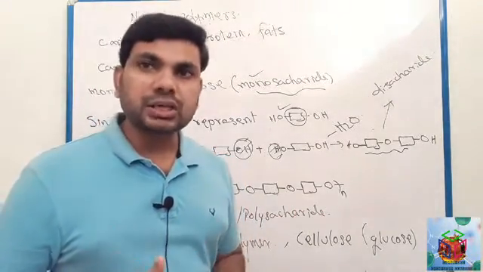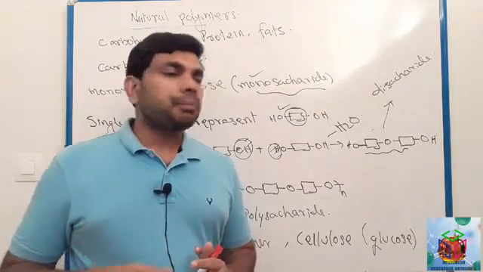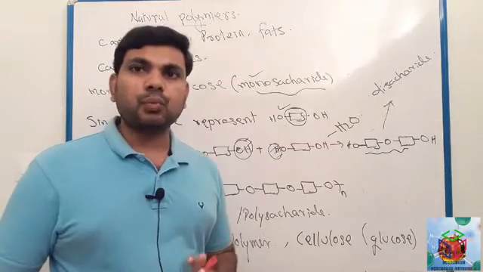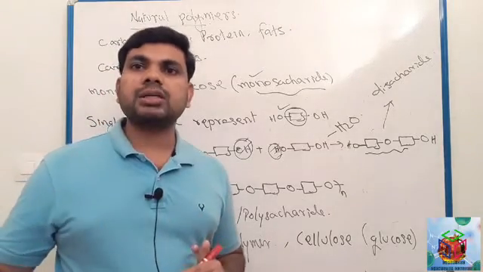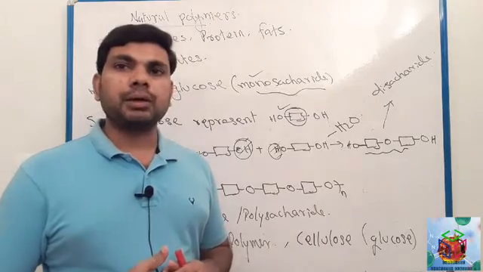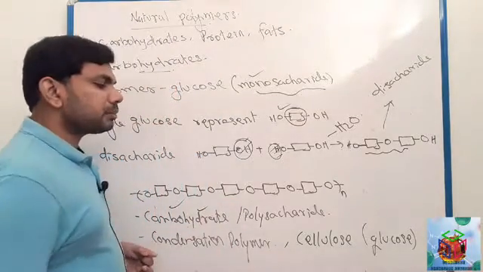We know condensation polymer means different types of monomer, and here a side product is formed. Water is eliminated, so water is the side product. So this is an example of a condensation polymer. Carbohydrate is an example of a condensation polymer.